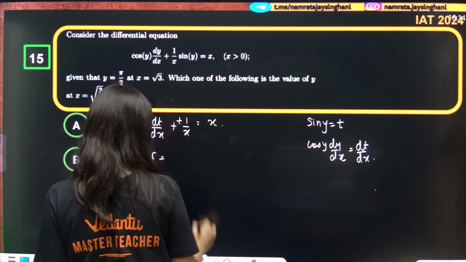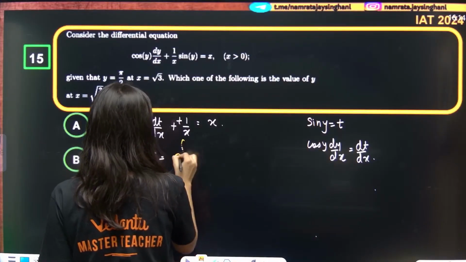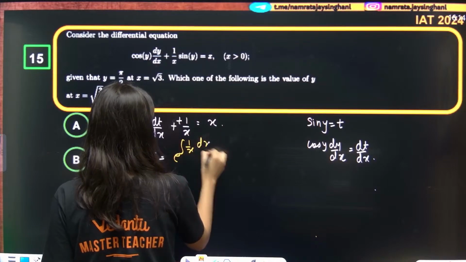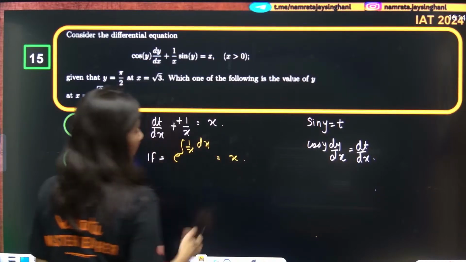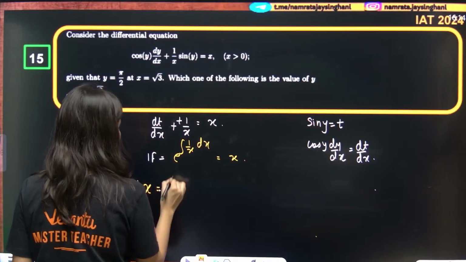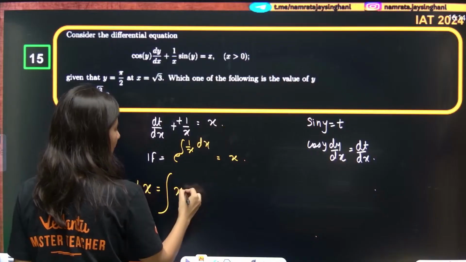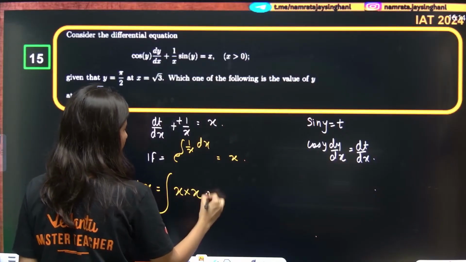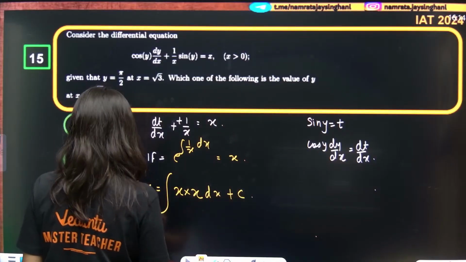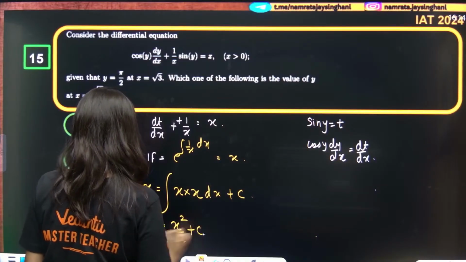Integrating factor, anybody? E power integral of 1 by x dx. So this is just x. E power log x is x. So now t multiply integrating factor is equals to integration of x, this is q, into integrating factor which is x, dx plus c. So tx is equals to x square by 2 plus c.